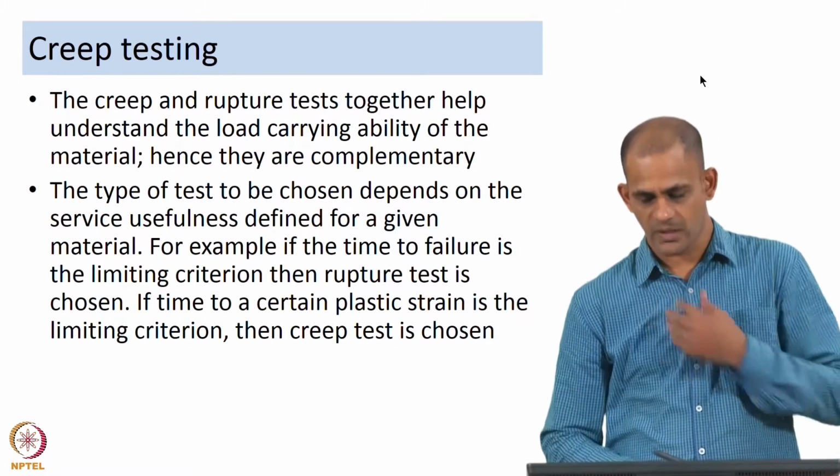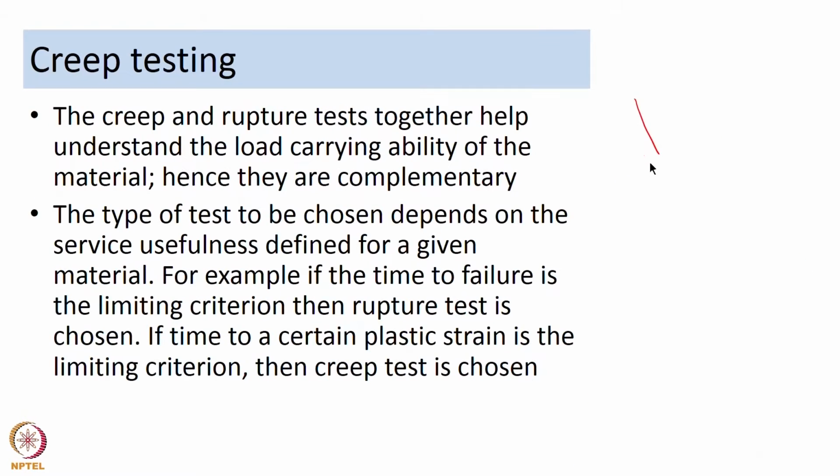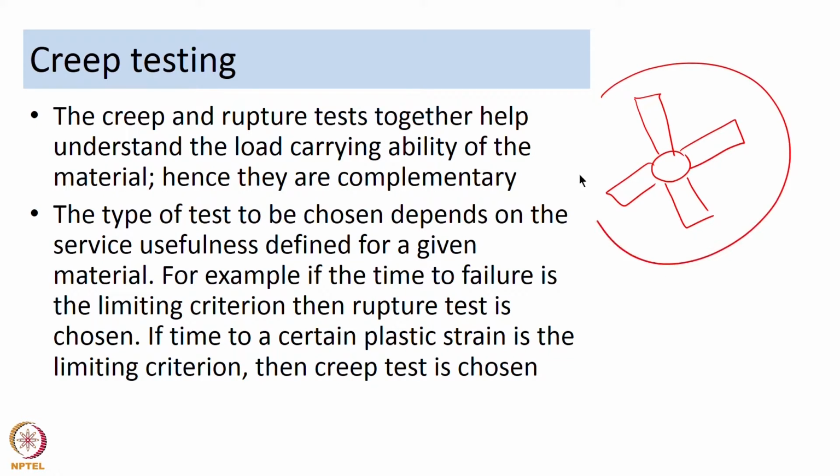So, for example, if you are looking at the gas turbine blade, say you have a gas turbine blade and it is enclosed in a casing, and here you know even a strain of say a few percent, like let us say 2 or 3%, is going to cause the gas turbine blade to hit the casing, which means that the engine is going to get damaged. In that case, you are going to choose a creep test, because all that you are interested in is knowing what is the time taken to reach 2% plastic strain. So, in such a case you may want to go for a creep test.